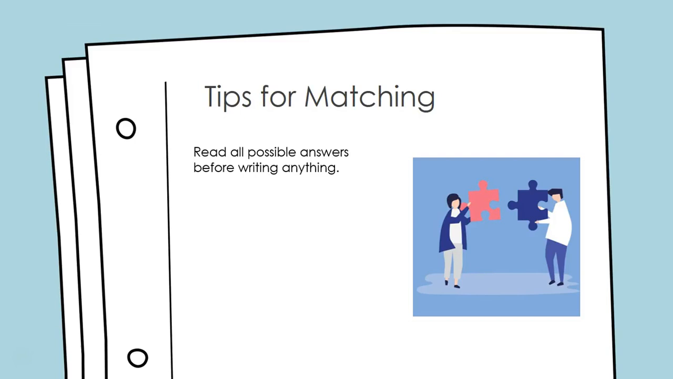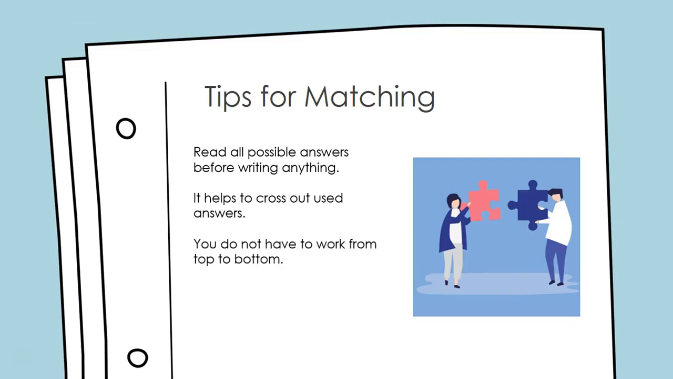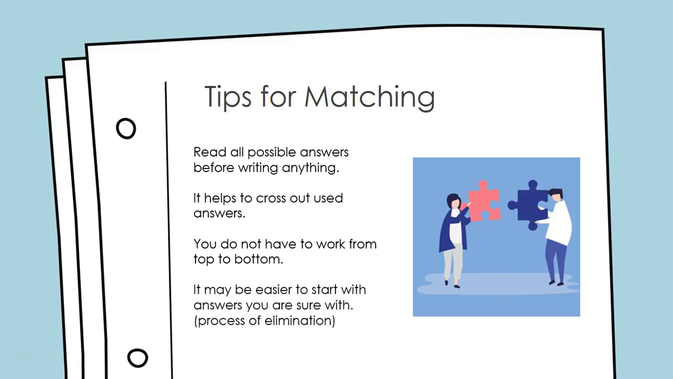So, tips for matching. Read all possible answers before writing anything. It helps us to cross out the used answers, which we saw examples of. You do not have to work from the top to the bottom, which is what we just talked about. It may be easier to start with the answers that you are sure with. So this is process of elimination that we talked about.